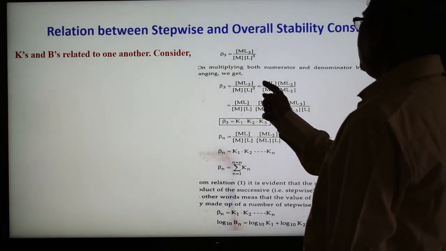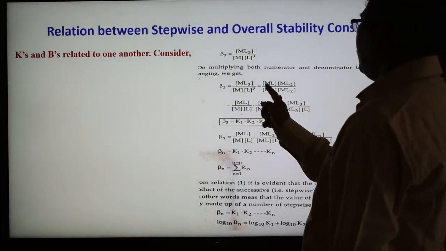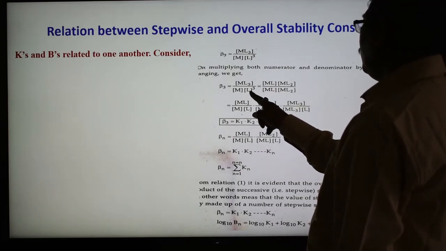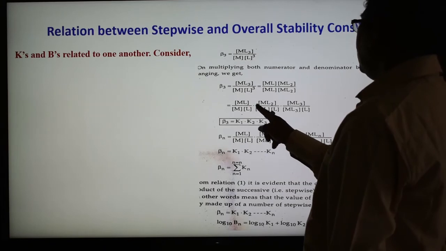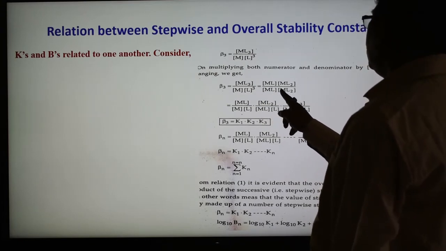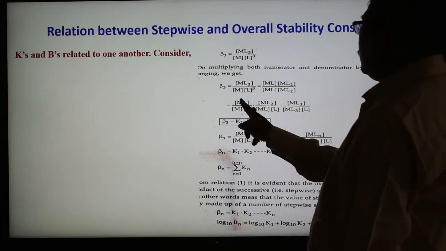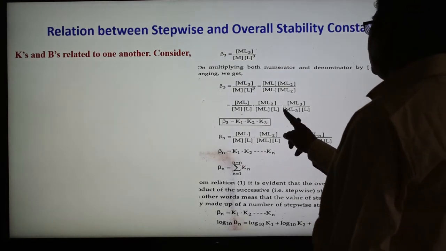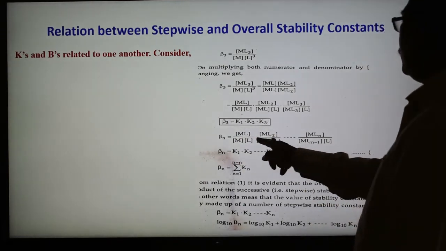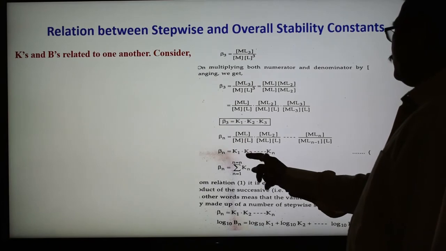Then what do we get? Rearranging the terms, the first term is ML upon M and L, then ML2 upon ML and another L, and third ML3 upon ML2 and another L. This is nothing but K1, this is K2, and this is K3. So beta 3 equals K1 into K2 into K3. We can write the expression in this way: beta n equals the first term, second term, up to n terms. So beta n equals K1 into K2 into K3 up to Kn.